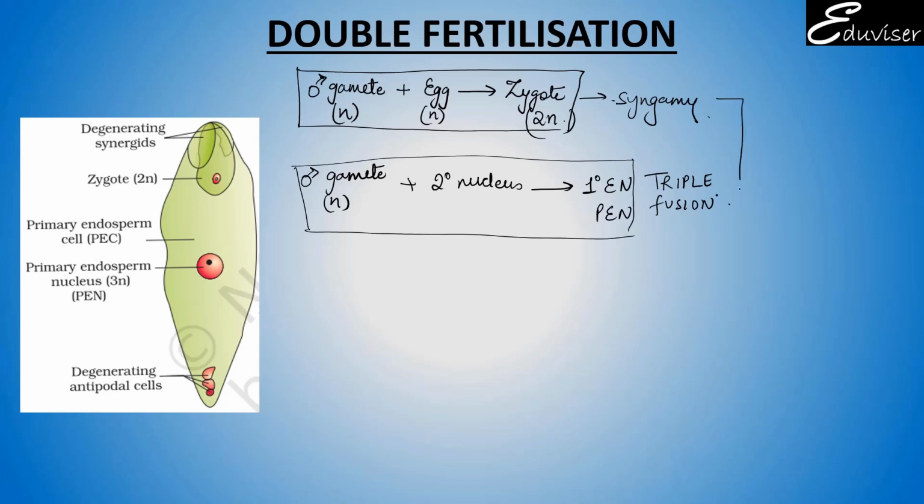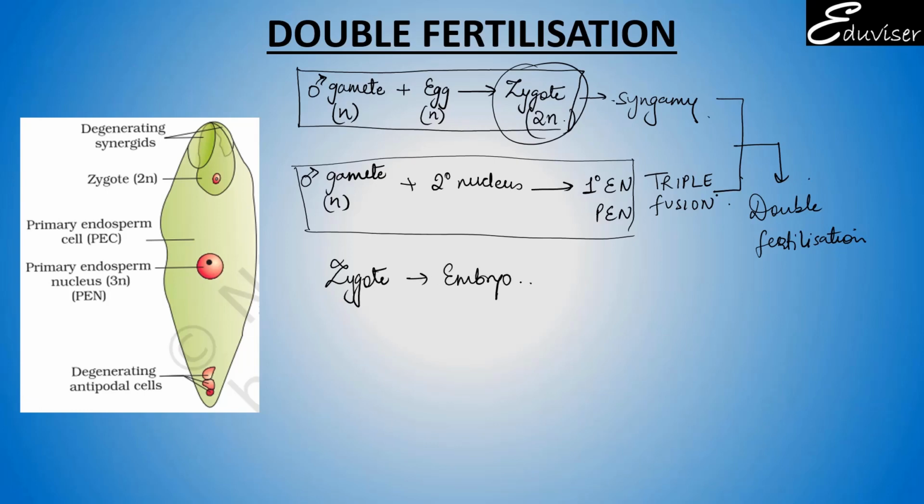These two types of fusion happening in angiosperms are termed double fertilization. Now what is the result of double fertilization? The zygote is converted into the embryo in the future, and the PEN, the primary endosperm nucleus, is converted into the endosperm, which is the nutritive tissue.